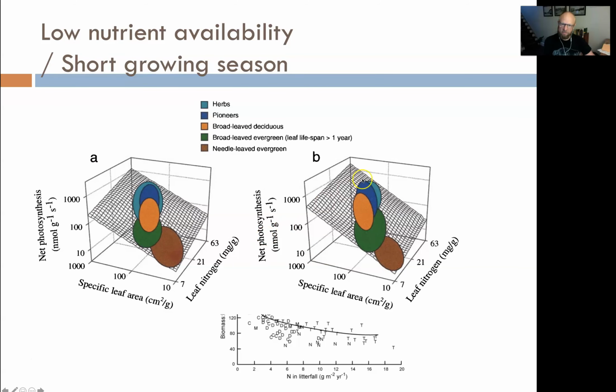We've looked at figures similar to this before, or maybe we've looked at this one before, I can't remember. This shows, in the brick red color, the needle-leaved evergreen trees, and the broadleaf deciduous trees are the orange. So today we're comparing those two. If we look at this right-hand axis here, this is the leaf nitrogen content. It's a little hard because it's this three-dimensional graph.